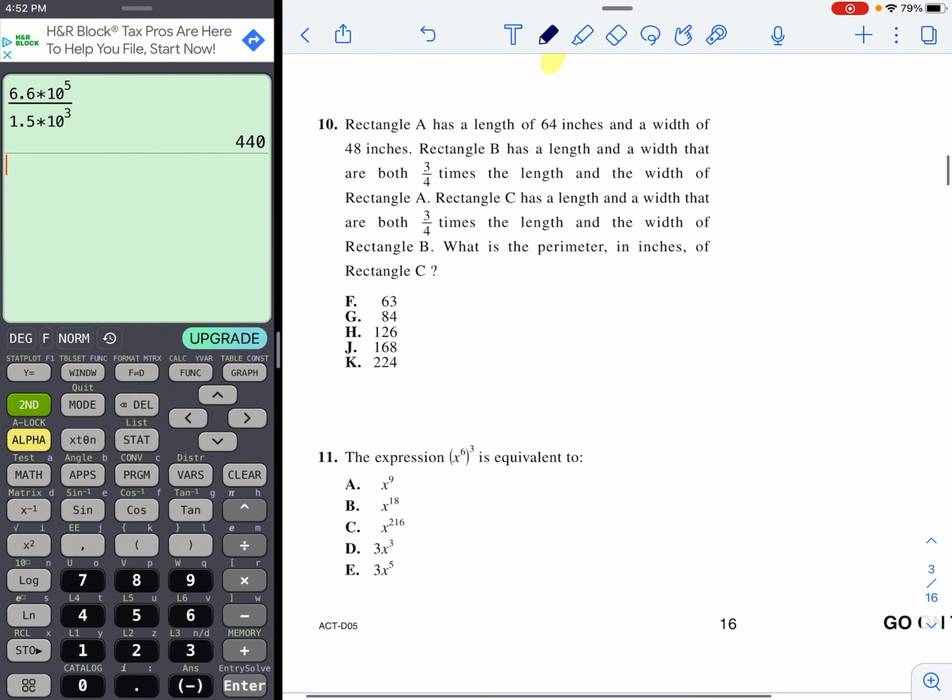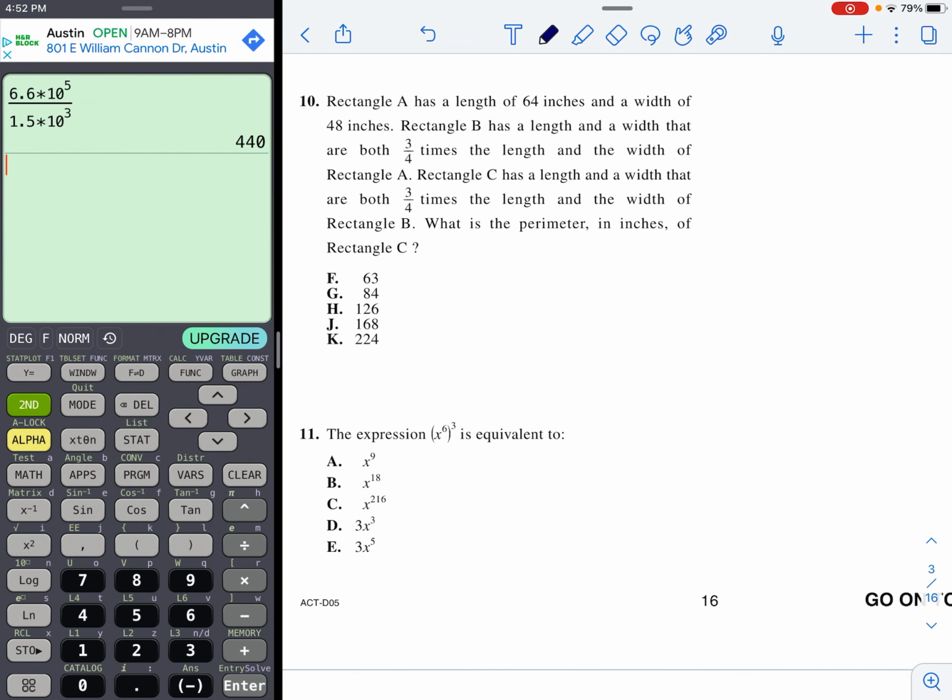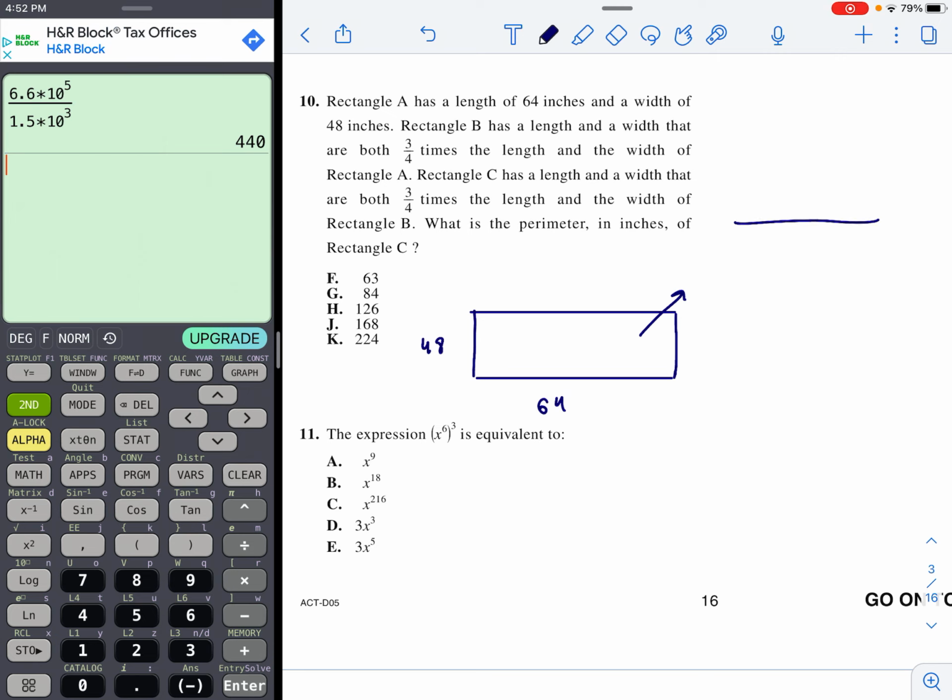Number 10, rectangle A has a length of 64 inches and a width of 48 inches. This is one of those ones where I'll just start drawing it as I'm reading the problem, 64 by 48. And we've got rectangle B, which has a length and a width that are both 3/4. So you could reason your way into doing this one without actually doing the math out. However, in this case, I do recommend actually working it out because it doesn't take that much time and it would be easy to make a mistake here.